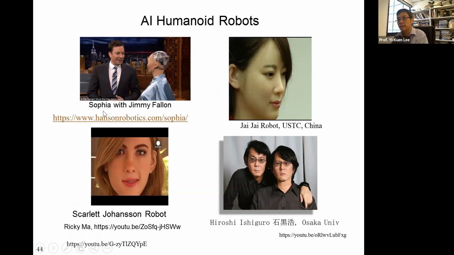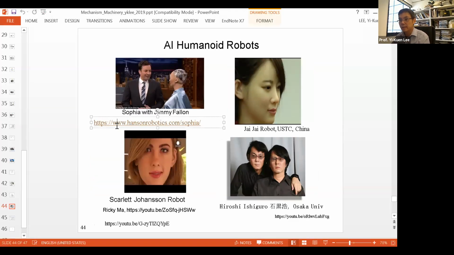So here you see Sophia, made by Hanson Robotics, and also Scotty Johnson, made by Ricky Ma in Hong Kong, and Hiroshi also makes robots in Japan, and the Jia Jia robot was also made by a professor at USTC in China. I think this is a very interesting robot. Let me show you.